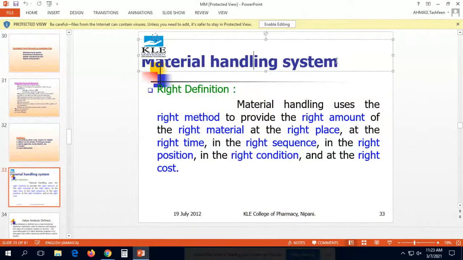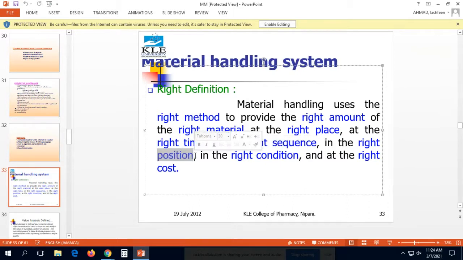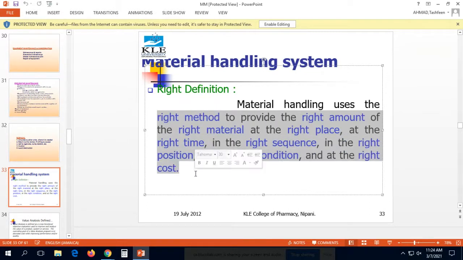And doing all these things, they would have a material handling system. They would create a system of that. It is their method to get the right amount of the right material at the right place at the right time. In the right order sequence, I gave you the example of bolts and those types of things. Right position, that's very interesting. At the right position, because in a manufacturing assembly line, the product should be there, and the component also should be on the right side, at the right position. That is very important also. Right condition, cost. So see how many things have to be right.